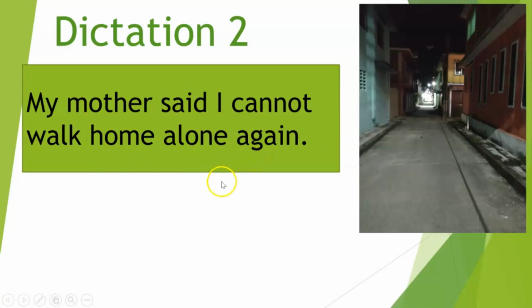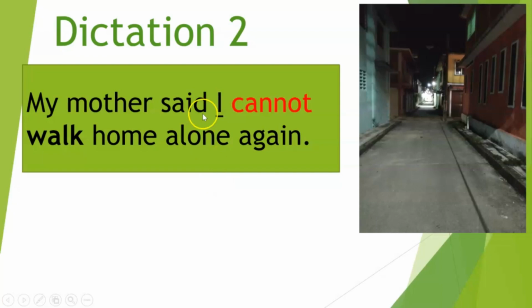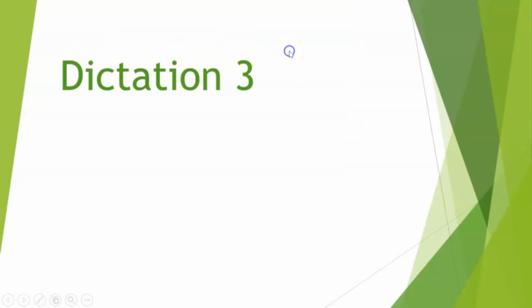Now, when we look at this example, we can see that the subject is I, the modal verb is cannot, and the main verb is walk. I cannot walk. I cannot walk home alone again. Okay, so let's move on to our third dictation, number 3.